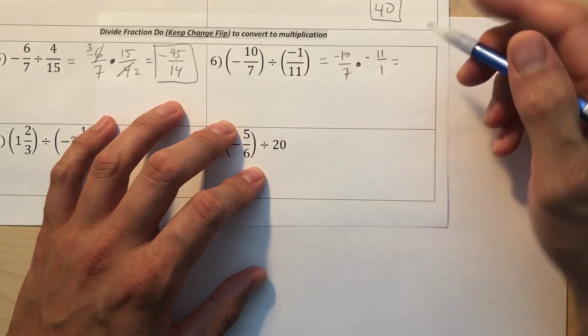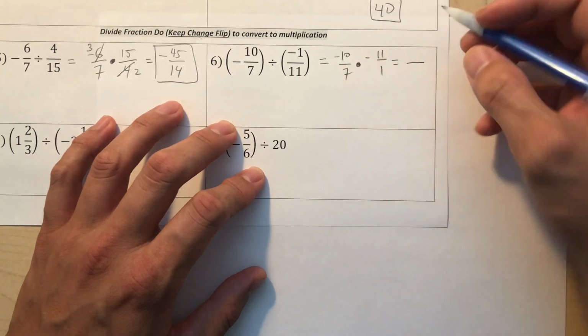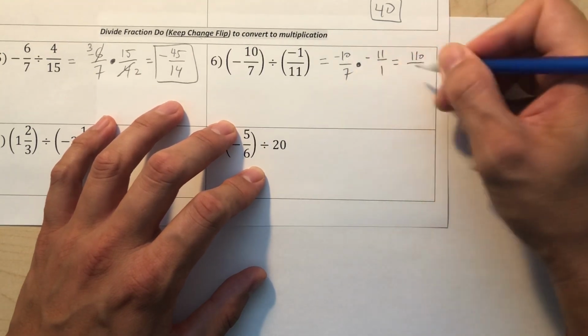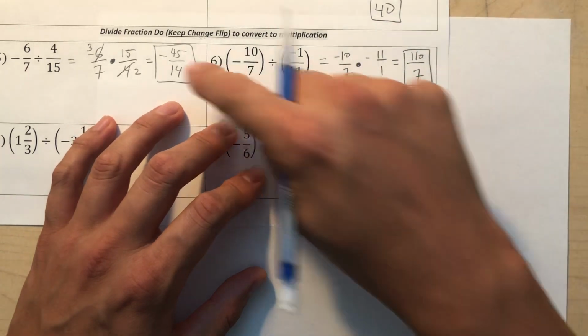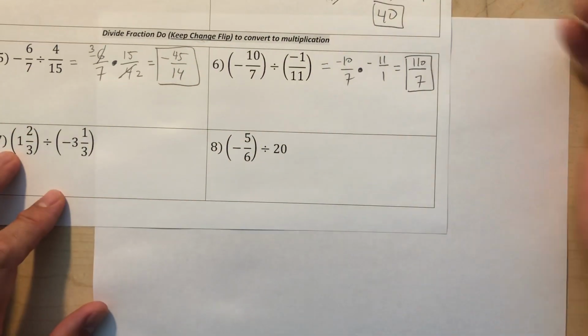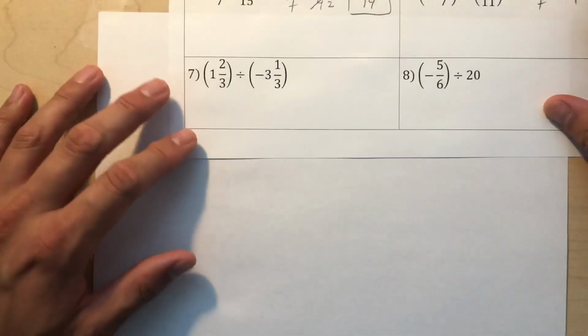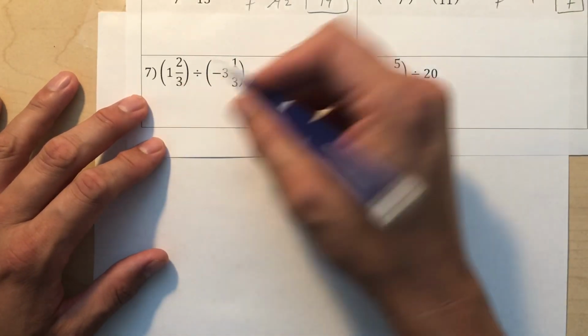So using a triangle, I know my answer is positive. I'm just gonna multiply 10 times 11 gives me 110. 7 times 1 is 7. Again, you could leave it like that. As you can see, you can't reduce anymore. You guys always have to see if you can still reduce, and you can't, all right? All right, number 7. You can make it into a mixed number.